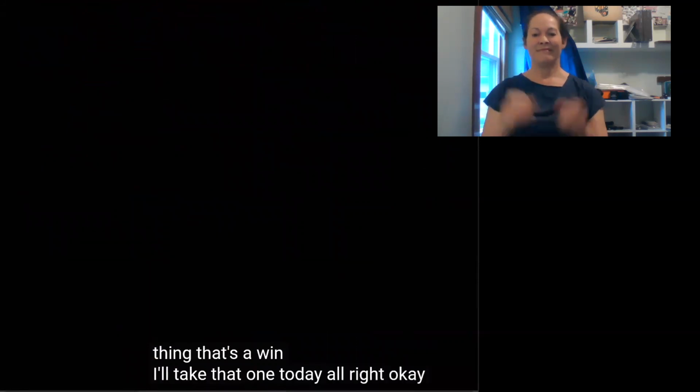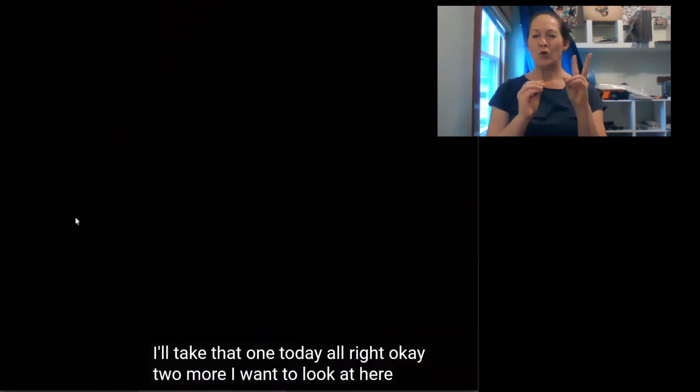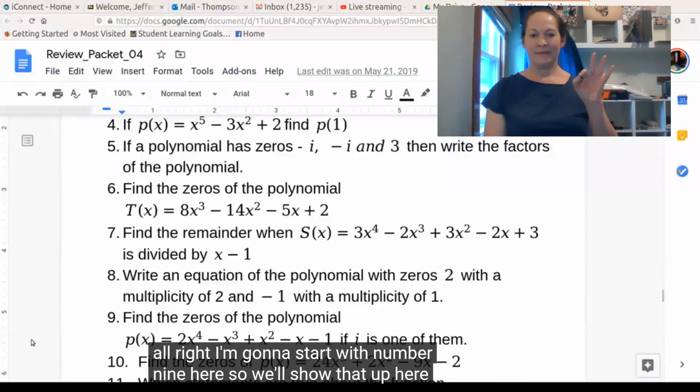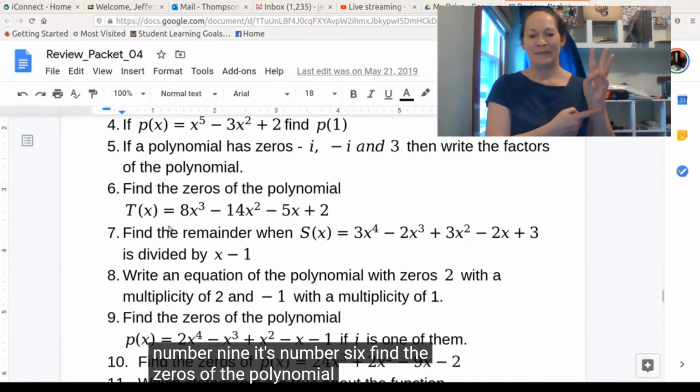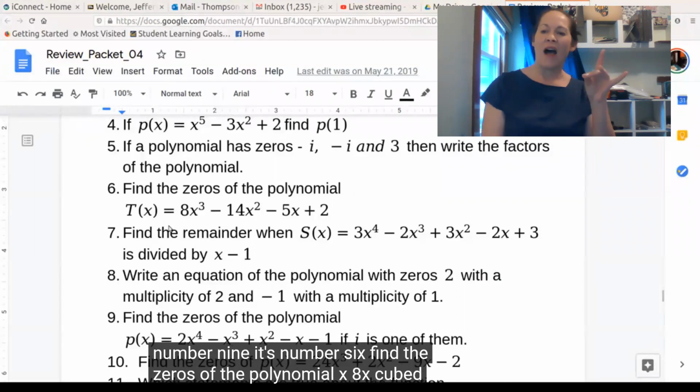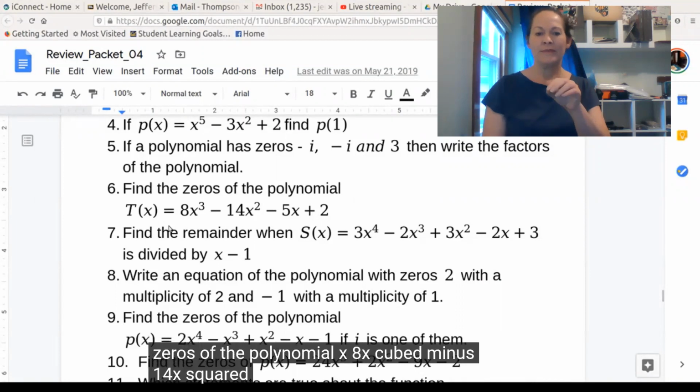All right. Got 2 more I want to look at here as we review through everything we're doing. I'm going to start with number 9 here, so we'll show that up here. Oh, no, I already did number 9. It's number 6. Find the zeros of the polynomial 8x cubed minus 14x squared minus 5x plus 2.